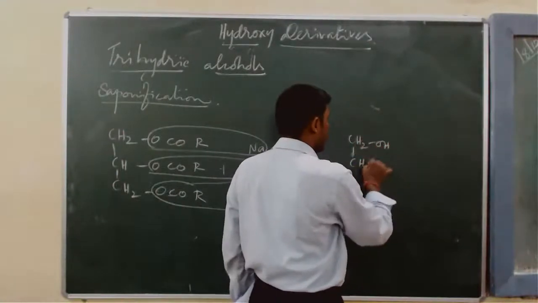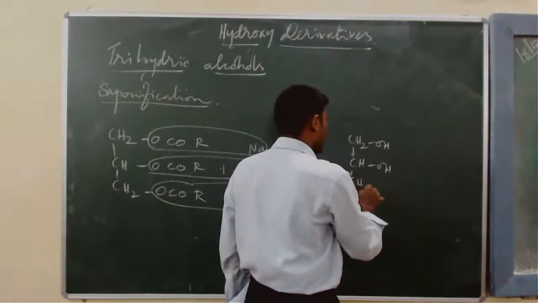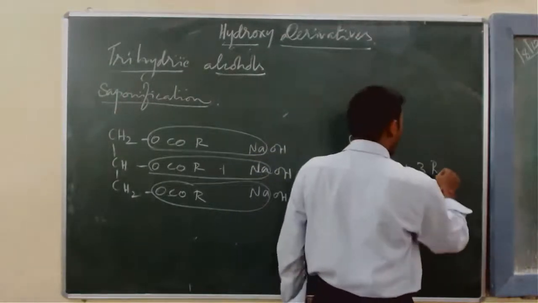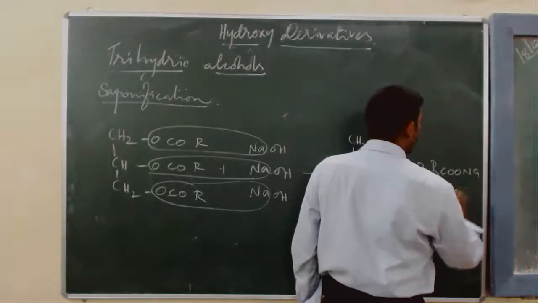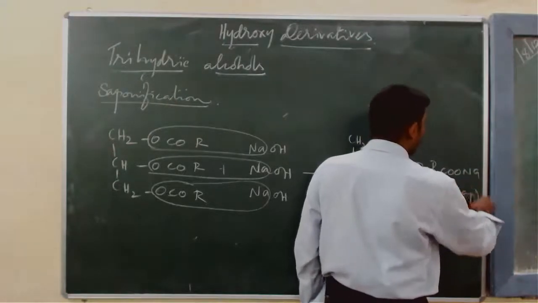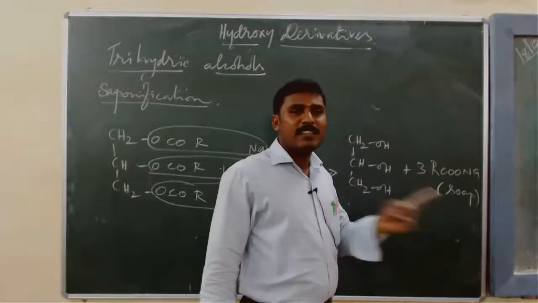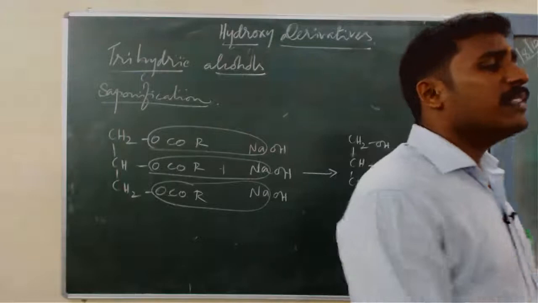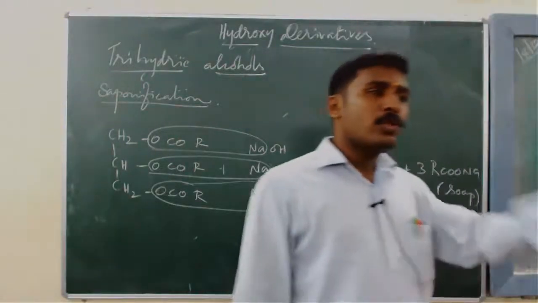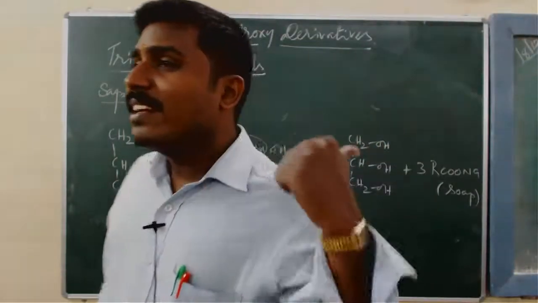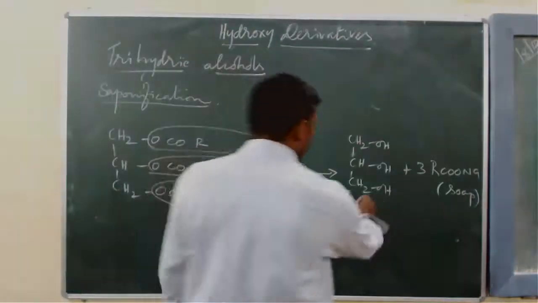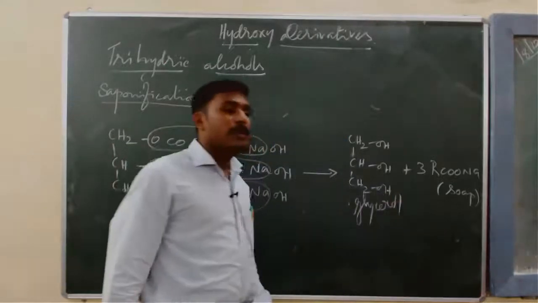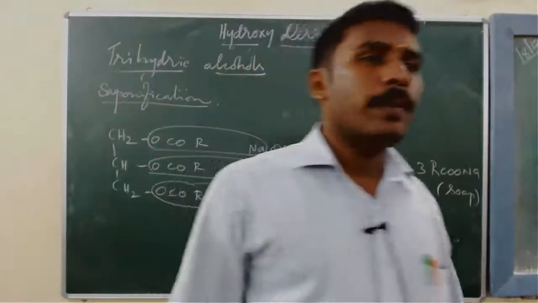CH2OH, CHOH, CH2OH plus 3 molecules of RCOONa. Nothing but soap. Sodium salt of carboxylic acid, nothing but soap. So during soap formation, glycerol is a side product. Okay, this is glycerol. When you are preparing soap, glycerol is the byproduct.